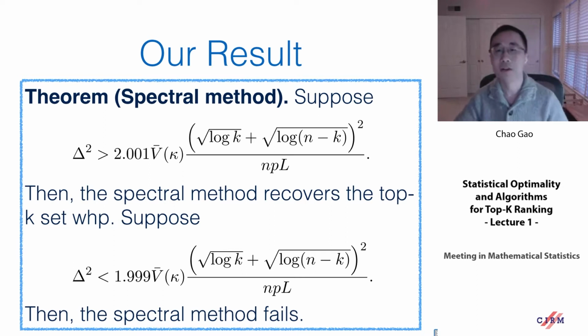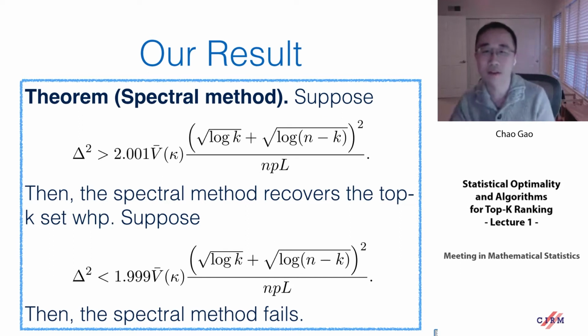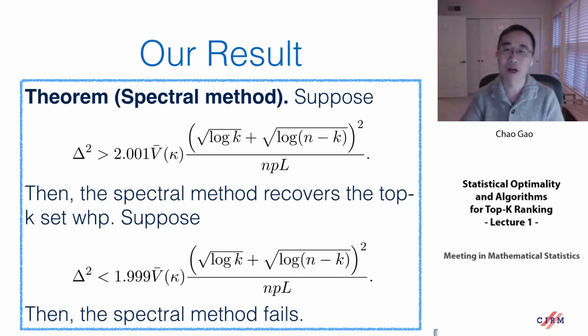Now, with these two results, if you want to compare the two most popular algorithms for top K ranking in the literature, the MLE and the spectral method, you only need to compare the two leading constants, which are determined by the two variance functions.